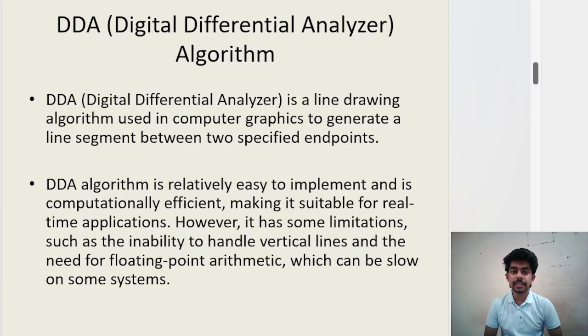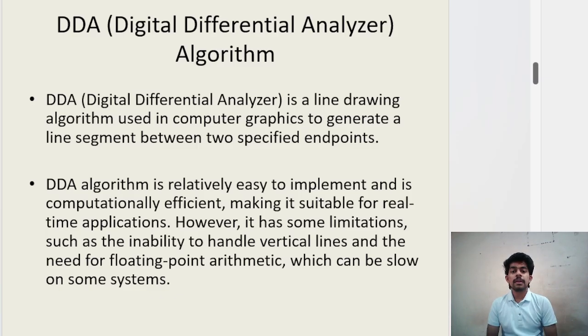DDA, the digital differential analyzer algorithm, is a line drawing algorithm used in computer graphics to generate a line segment between two specified points. Suppose you have two points, a starting point and an end point, and you want to generate a line. To generate a line, you need only two points, the starting point and the end point. The digital differential analyzer uses these points and creates a line segment between them.